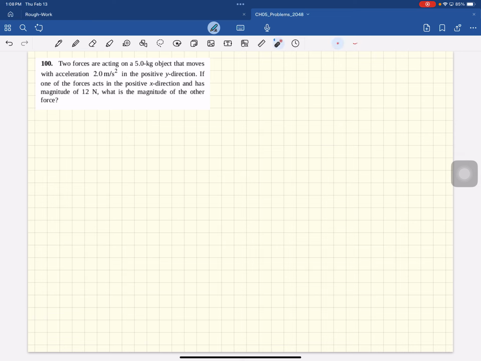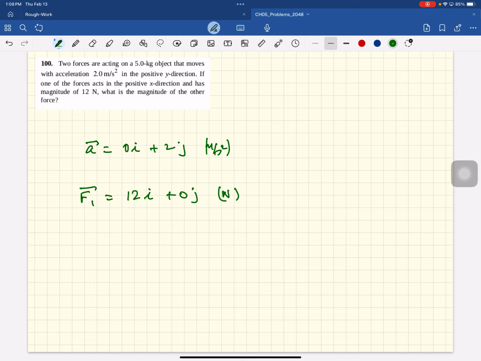This problem says two forces are acting on a 5 kg object that moves with an acceleration of 2 meters per second squared in the positive y direction. So they give you the magnitude of the acceleration and its direction. Let's write down the acceleration is 0i plus 2j. If one of the forces acts in the positive x direction and has a magnitude of 12 newtons, so one of the forces is 12i plus 0j newtons, what is the magnitude of the other force?